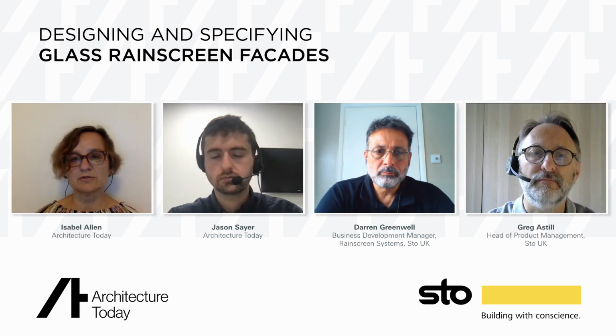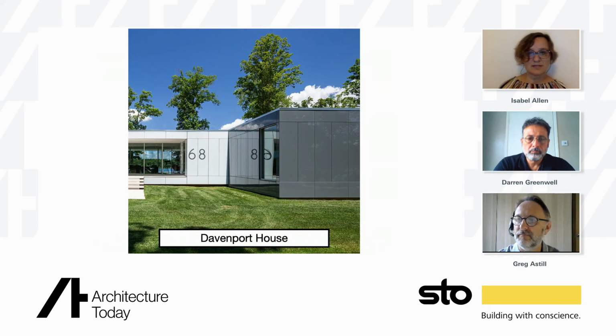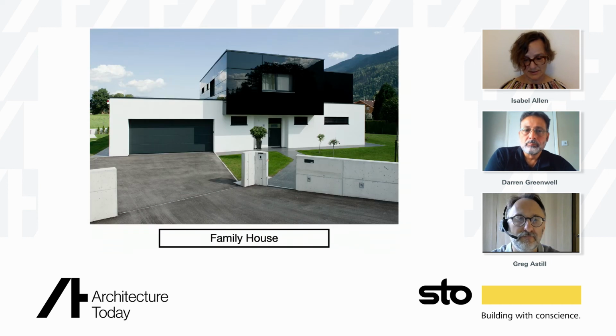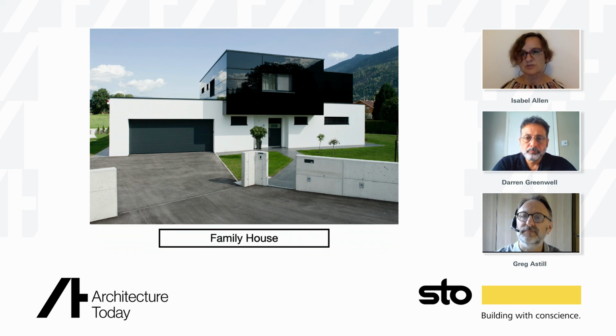I think now we'll move to look at some case studies. We've selected these, or rather Sto have selected these, to show the breadth and range of applications and some of the issues that come up. We're starting off with two examples demonstrating the use of rain screen facades in smaller domestic properties, which tends to get overlooked. So we have here Davenport House, which I think is in the USA, and then this house is in Austria.